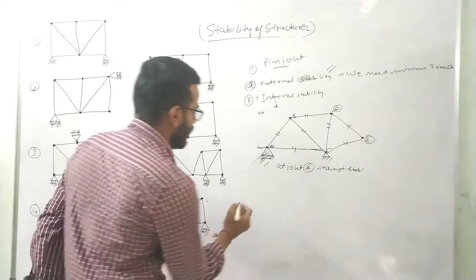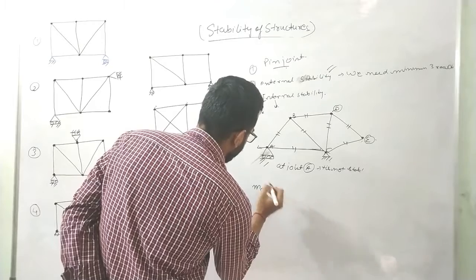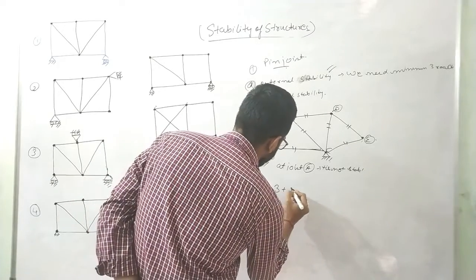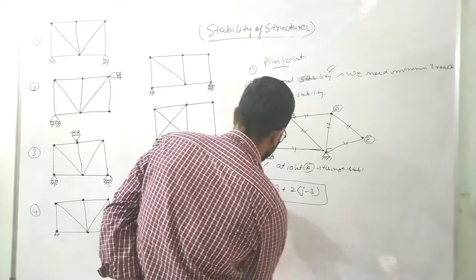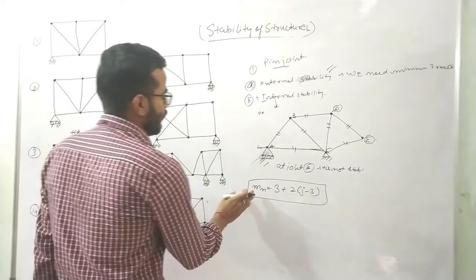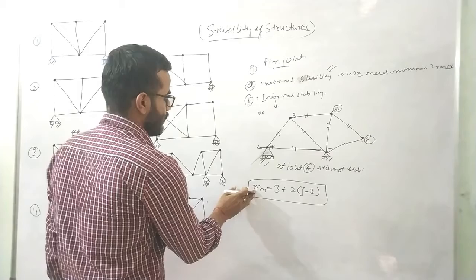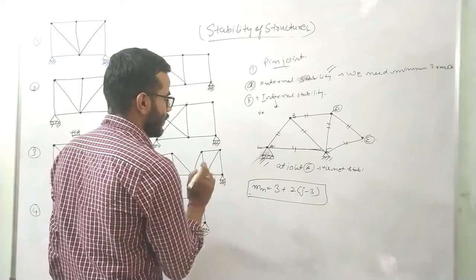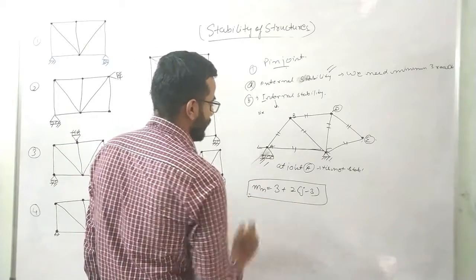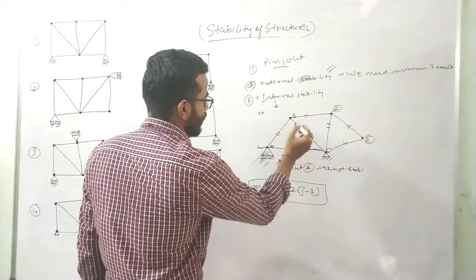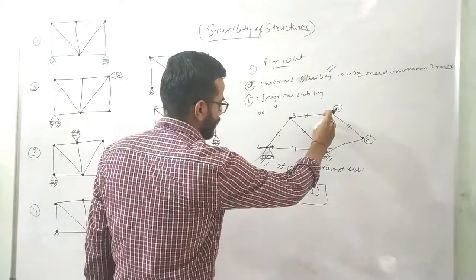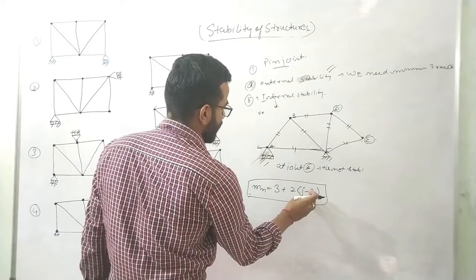So I can say that the minimum number of members required is m equals 3 plus 2 into (j minus 3). So the minimum members required in a truss system is 3 plus 2(j minus 3). Here 3 is the initial three members, and 2 is for the remaining joints, j minus 3.